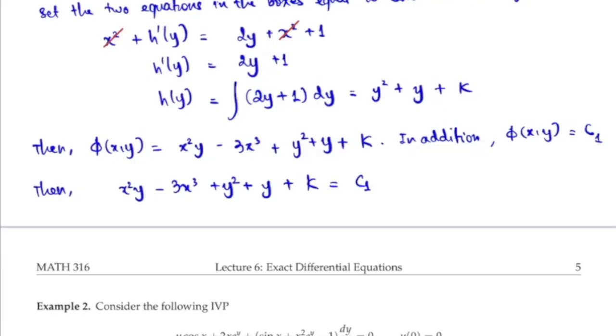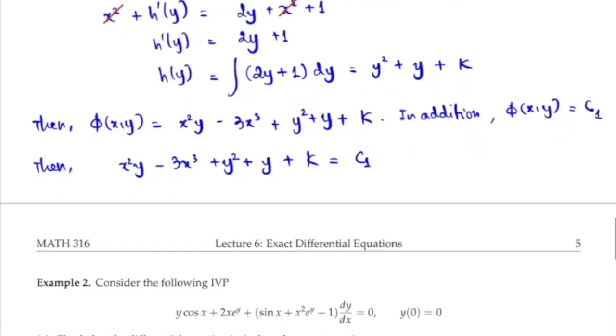So these are the solutions you're looking for. This is the general solution, and of course you can simplify this type of equation even further by combining the constants together. So k is a constant, c1 is a constant, you combine them together and you get a solution of the form x squared y minus 3x cubed plus y squared plus y equal to some constant c only. So this is the function that you're looking for. This is the general solution written in implicit form.